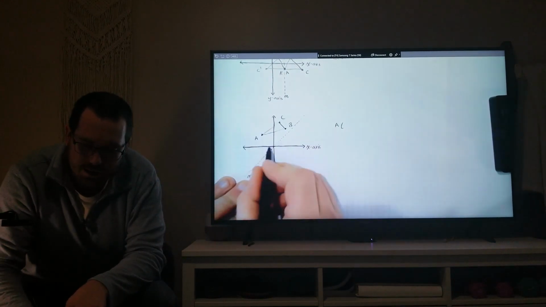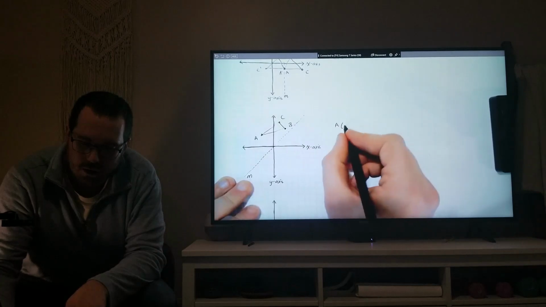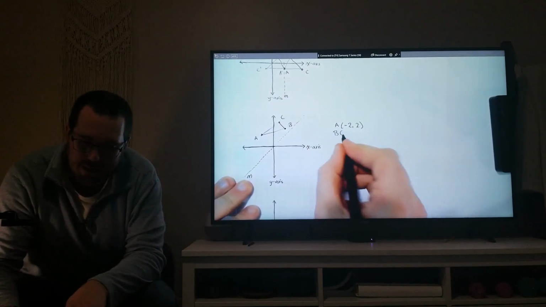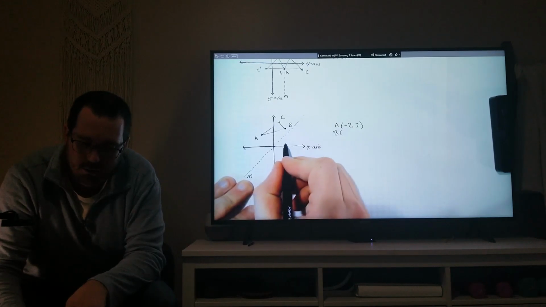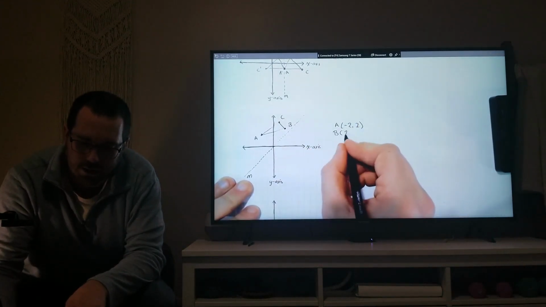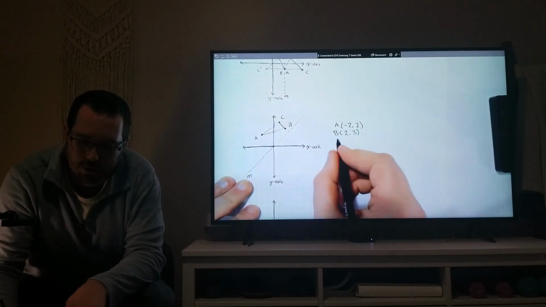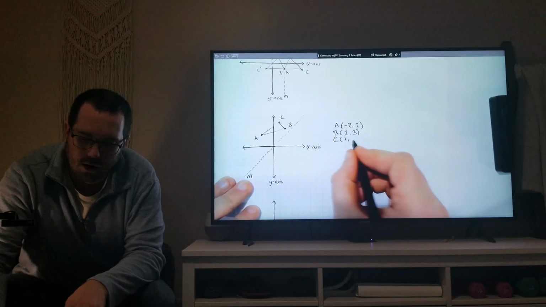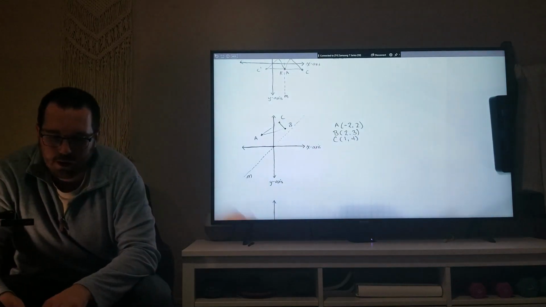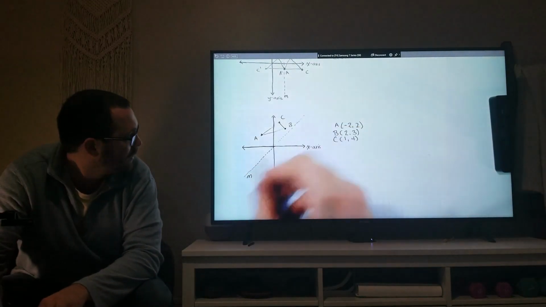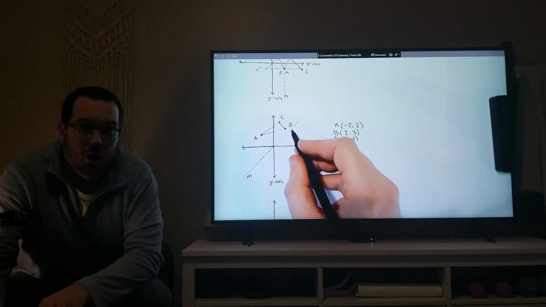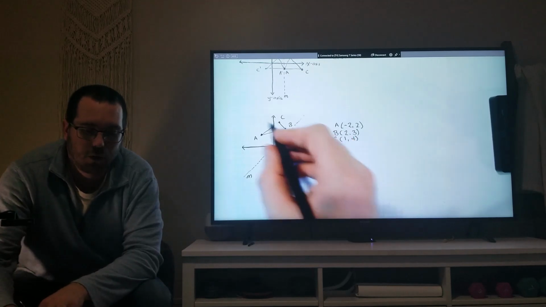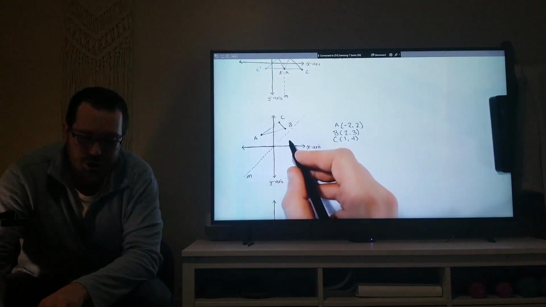Just to identify where those locations are. Point A is at -2, +2. Point B is at +2, +3, or 2, 3. And point C is at +1, 4. Because this is our line now, to go perpendicular to it, I have to go on an angle in the opposite direction.